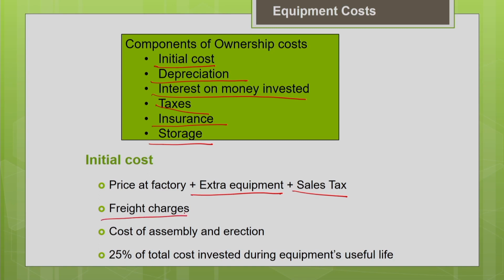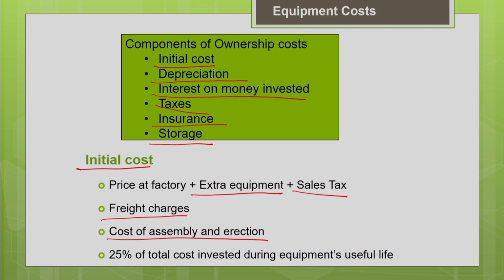The delivery charges or transportation charges or the freight charges needed for the mobilization of your equipment to the project site. Okay, and also the cost of assembly and erection of your equipment. It means it includes all the costs, including the purchase price and mobilizing the equipment to the site and getting it ready for the operation. All the costs involved in this entire process of purchase, mobilization and getting it ready for operation come under the initial cost.